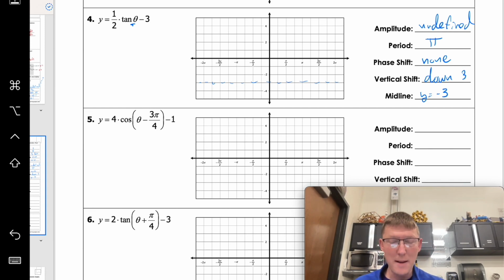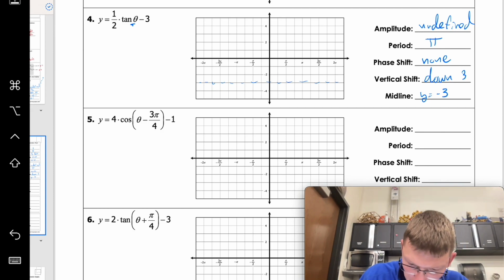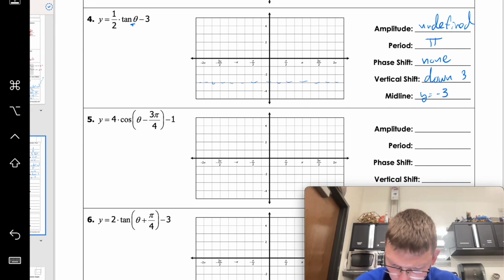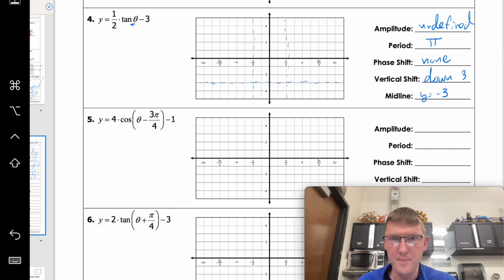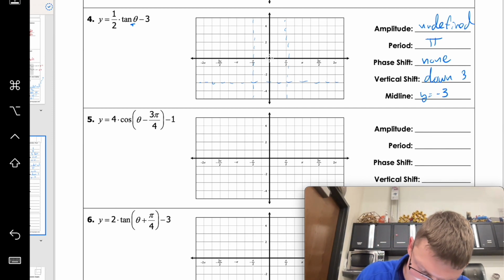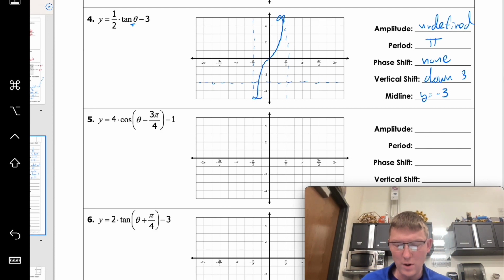So if I look at my parent tangent graph, it starts off, let's see here, period is pi. So then half of that. These are actual asymptotes because it didn't move left or right. So those asymptotes are still good. So my normal graph is going to look like this. And I made it a little bit wider because there's a 1/2.